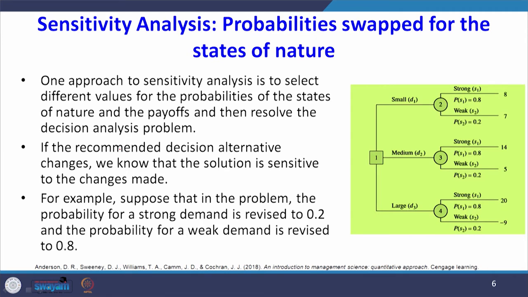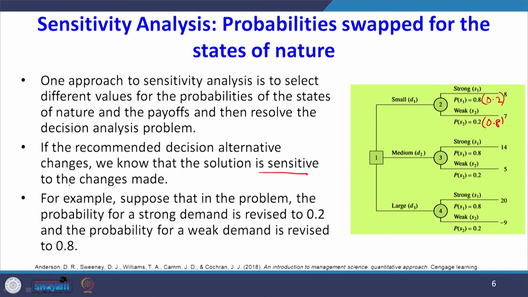Now, we will see what will happen if the probabilities for strong demand and weak demand are swapped. We know that previously the probability of strong demand is 0.8. Suppose instead of 0.8 I make it 0.2, and the other I make 0.8, what will happen? That is what we are going to study. So, one approach to sensitivity analysis is to select different values of probabilities of the states of nature and the payoff, and then resolve the decision analysis problem. When resolving, if the recommended decision alternative changes, we know that the solution is sensitive to the change made.